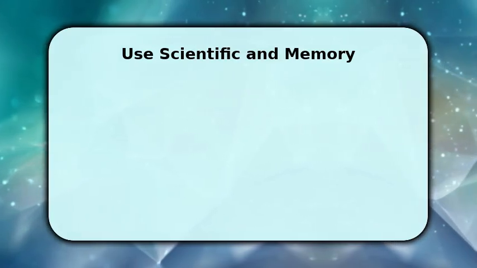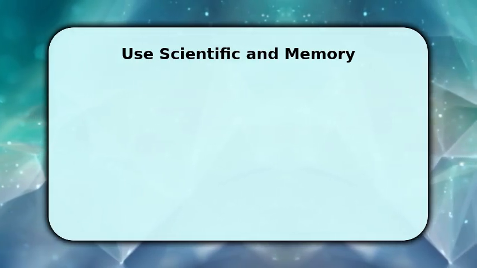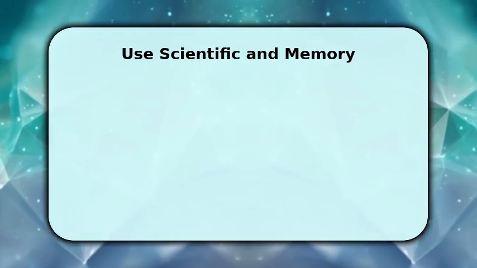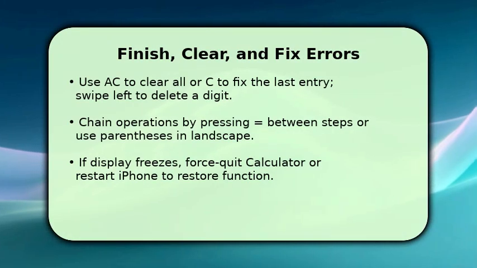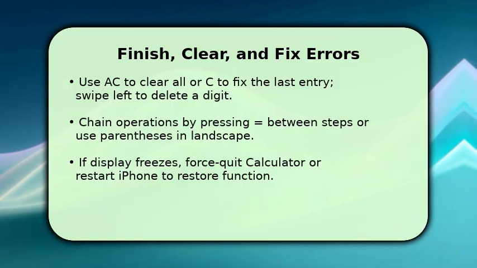Also, use the decimal point and the +/- key for negatives, and the % button for percentage calculations to finish compound steps cleanly. To finish, press equals to lock in a result. If you need to change something, tap C to clear the last entry or AC to reset entirely.